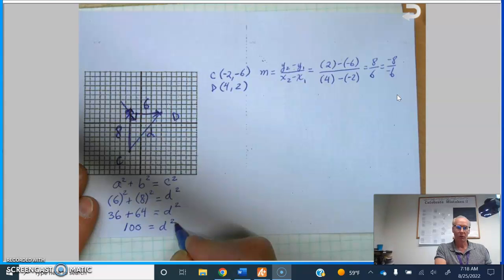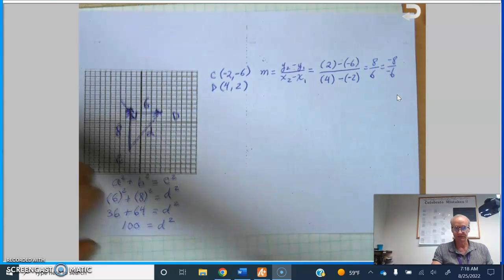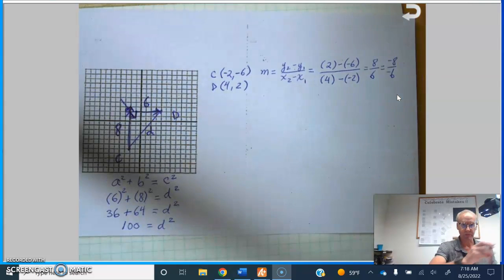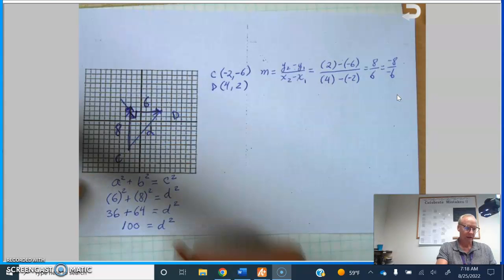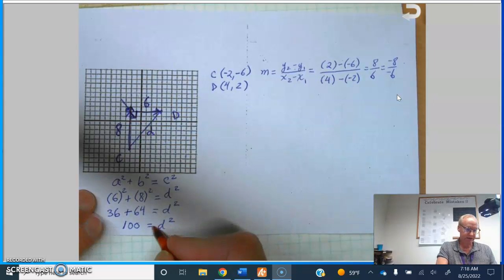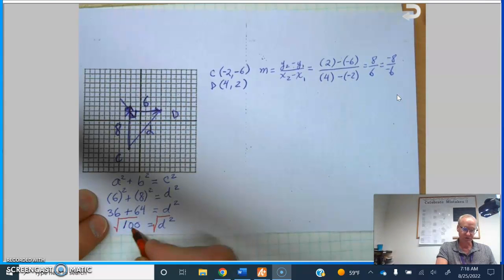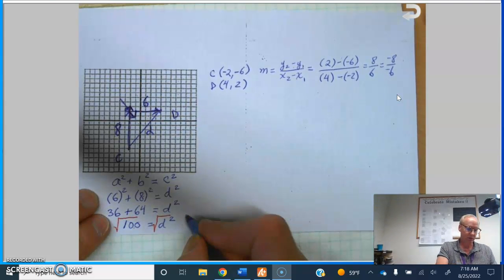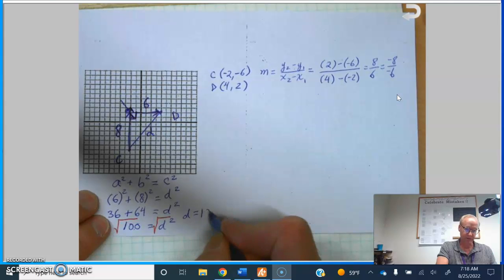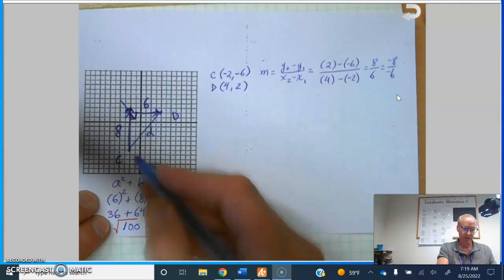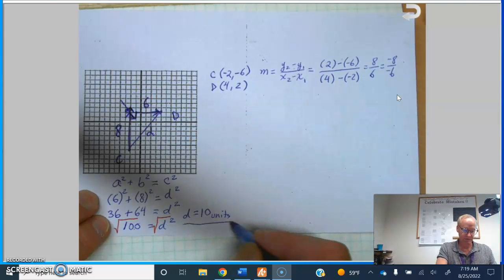Now we want to know what number squared is equal to 100. And there's actually two solutions to this, but we're only interested in the positive part. And I'm going to solve by taking the square root or asking what number squared gives me 100. And the way we ask that question is with this radical symbol. What number squared gives me 100? Well, we know that 10 squared is 100. So the distance between these 2 points is exactly 10 units.